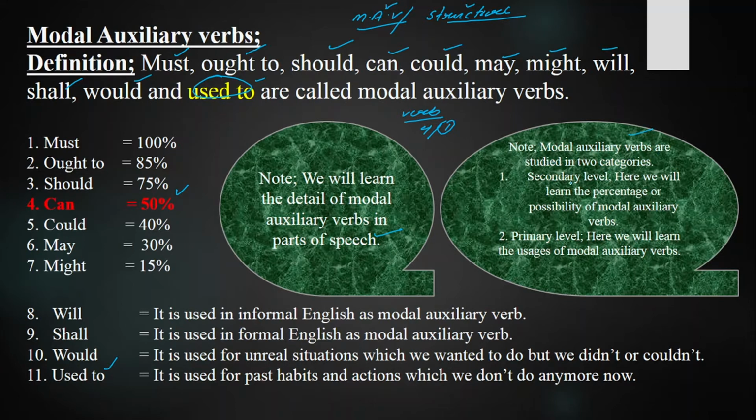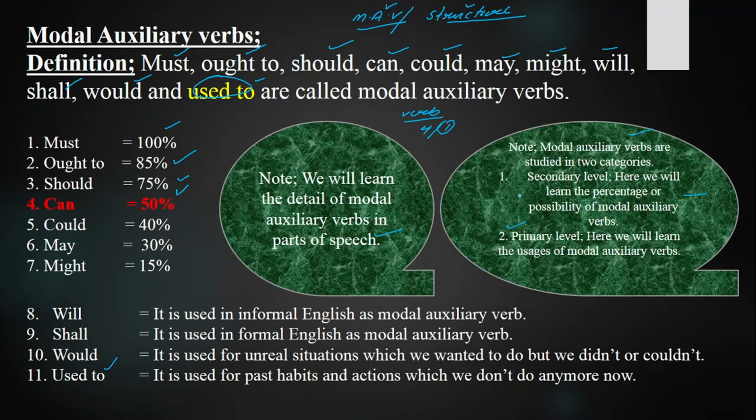The first one is called the secondary level. Here we will learn the percentage or the possibility of the modal auxiliary verbs. Clear? The percentage or the possibility of the modal auxiliary verbs. Like we say the percentage of must is 100%, ought to 85%, should 75, can 50, 40, 30, and in the same way their possibilities we have written. So this level is called the secondary level.